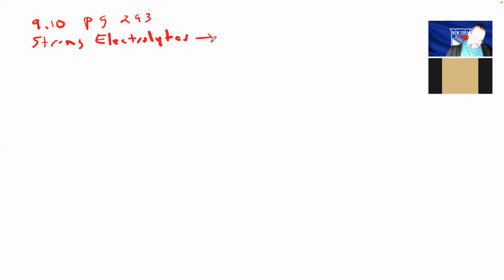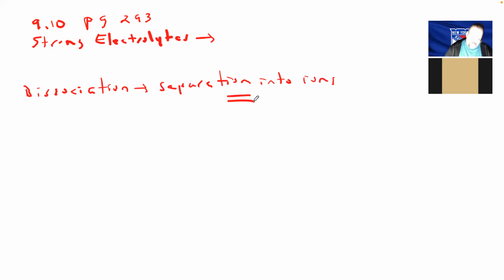So one of the things to remember is the difference between strong electrolytes and weak electrolytes in terms of their dissociation. What do we talk about when we talk about this idea of dissociation? Dissociation is the separation into ions. Because in order for a solution to conduct electricity, you have to have ions present in solution. The more ions that you have, the more electricity you're going to be able to conduct.